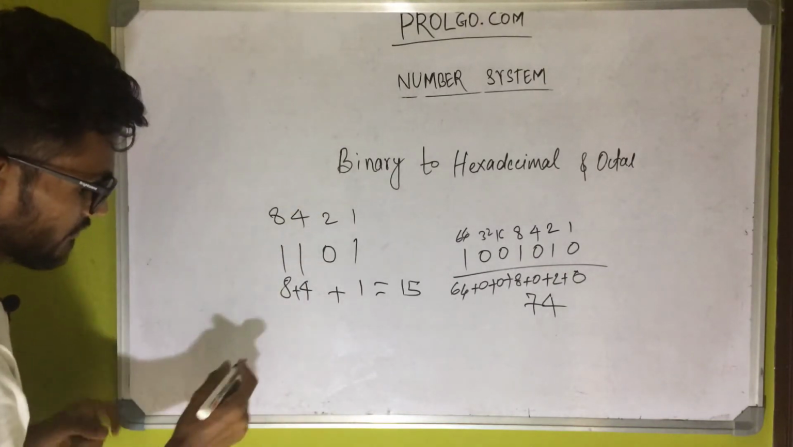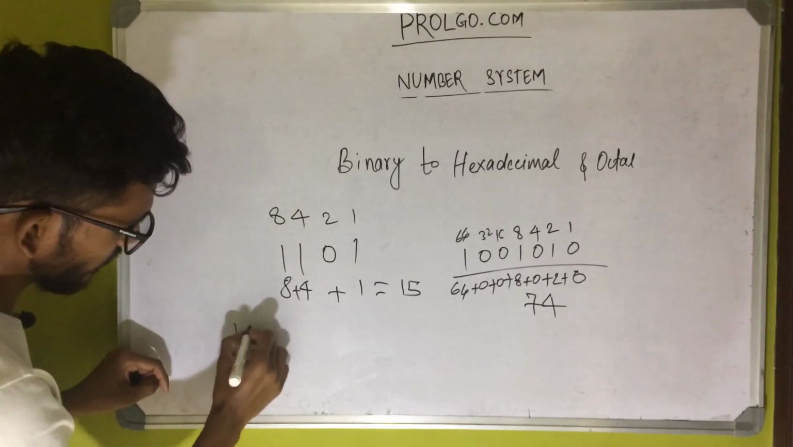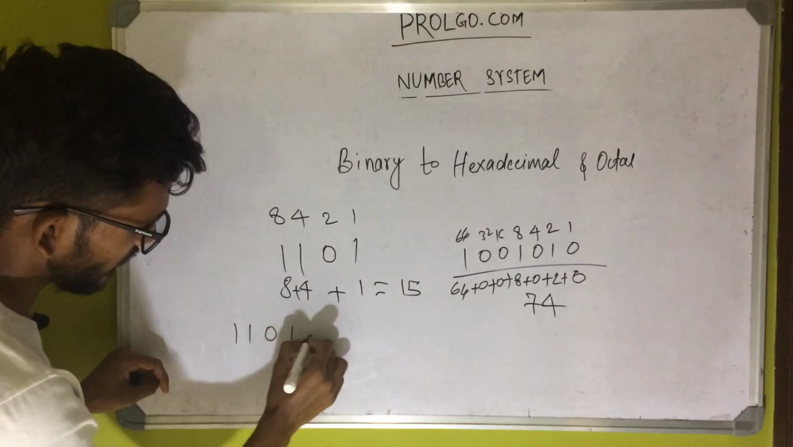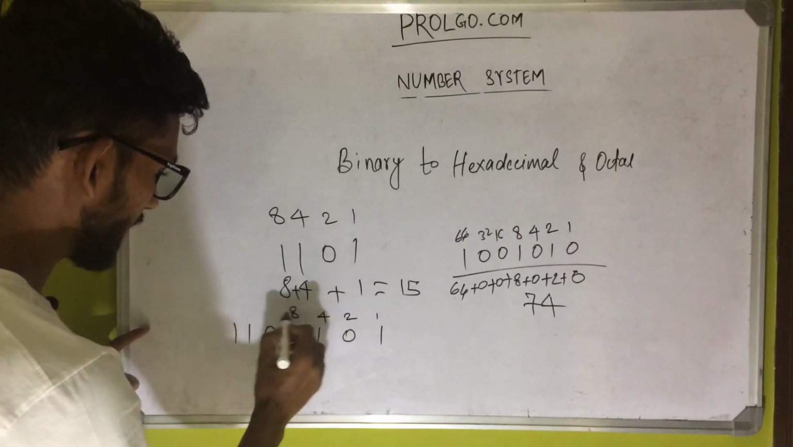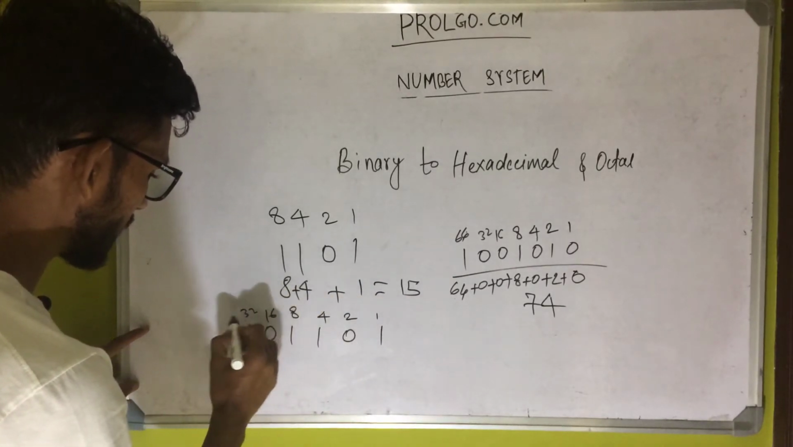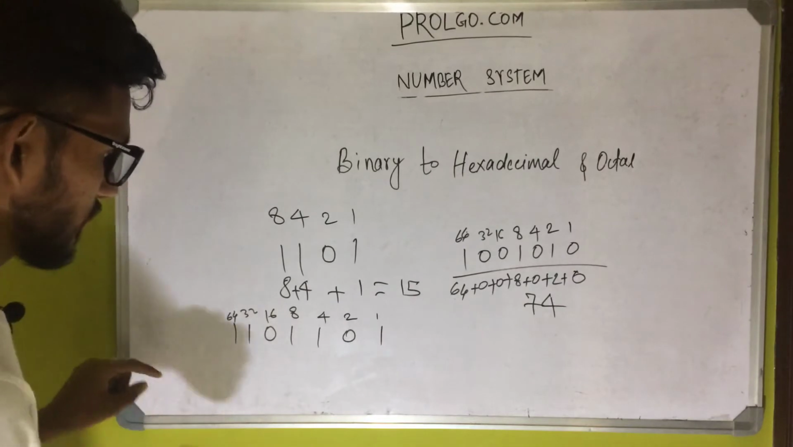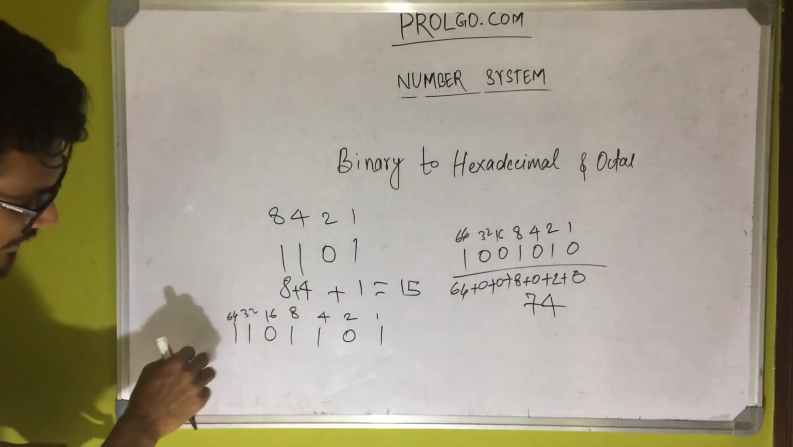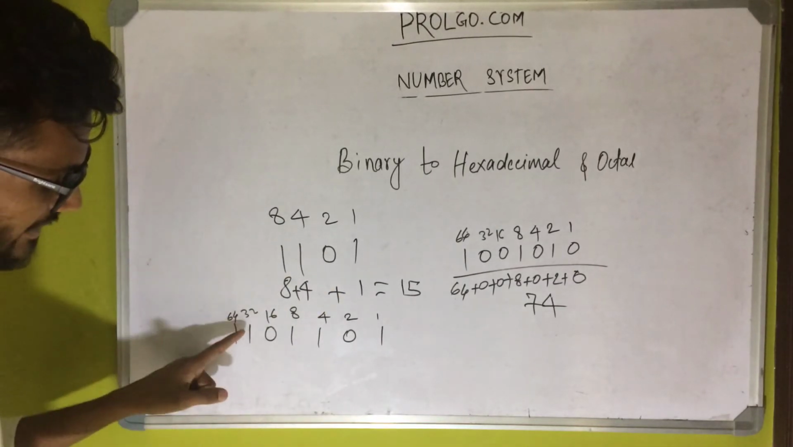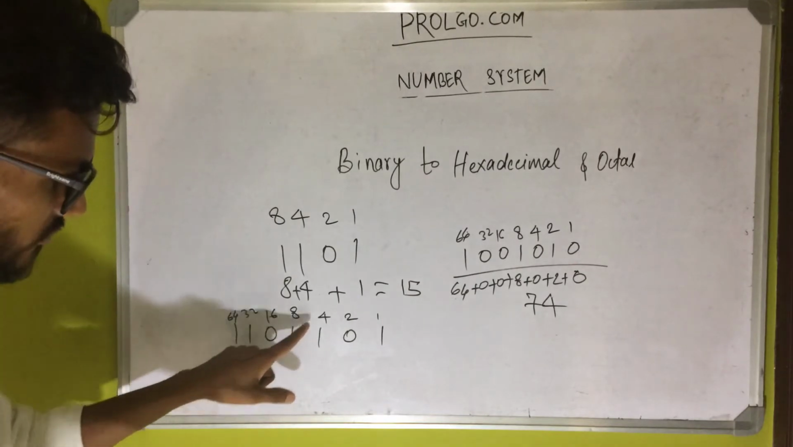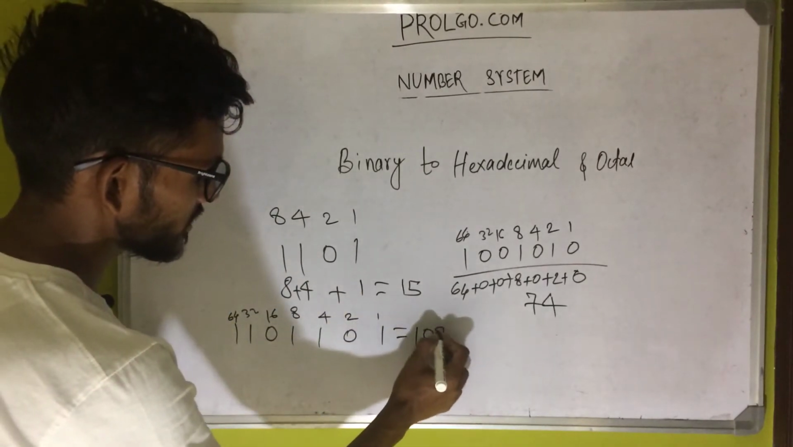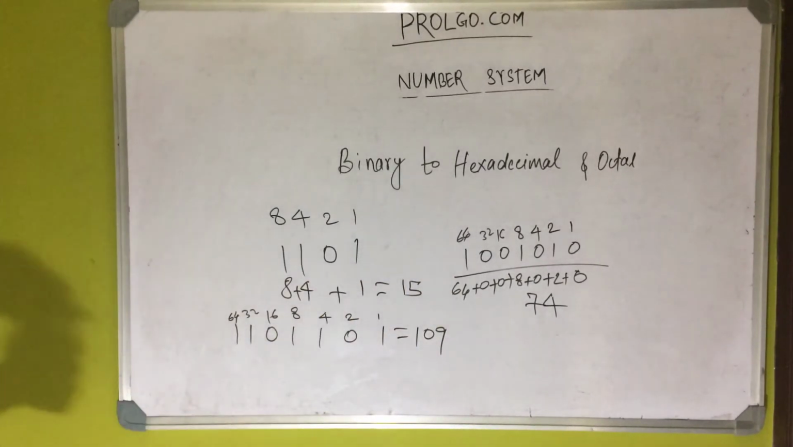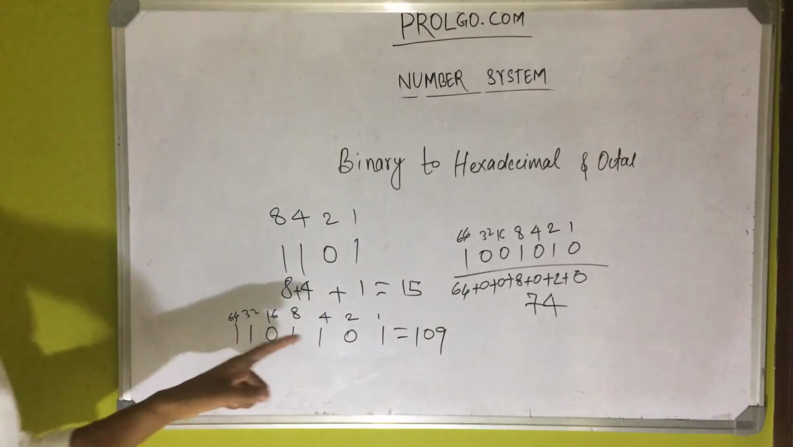Just take another example, 1101101. You have to mark it as 1, 2, 4, 8, 16, 32 and 64. So this is an on bit, 64 plus 32 is 96, plus 8 is 104, plus 4 is 108, plus 1. So this will be 109. So this is how you can convert any binary number into a decimal number very quickly.